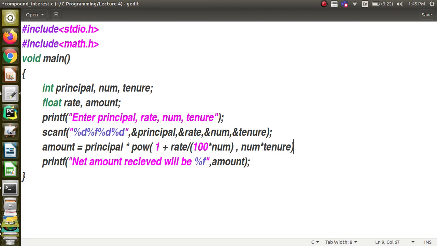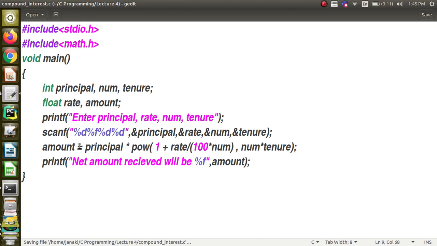Okay, so you are going to find out the power of 1 plus r by n, comma, nt. Okay, that is power nt, right. So you are going to find that out, and you are going to multiply that with principal. Okay, hope this is clear.